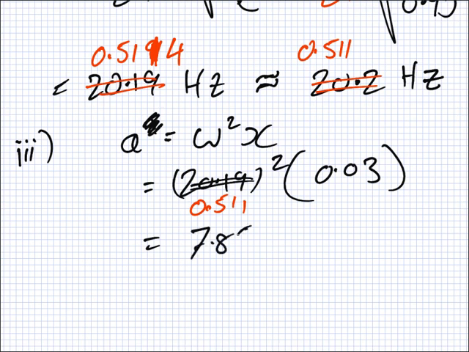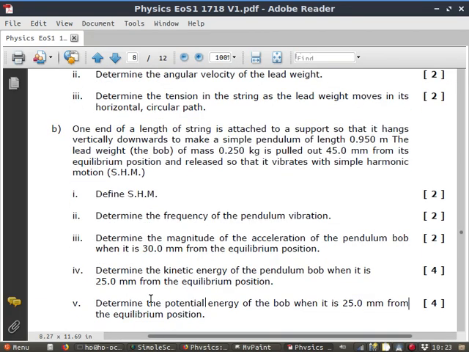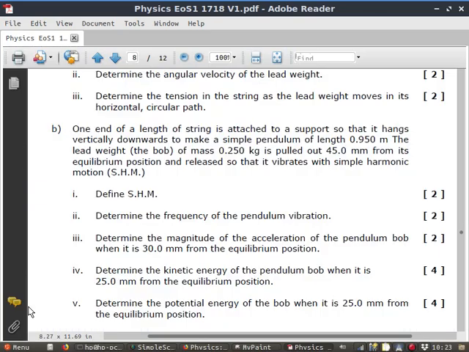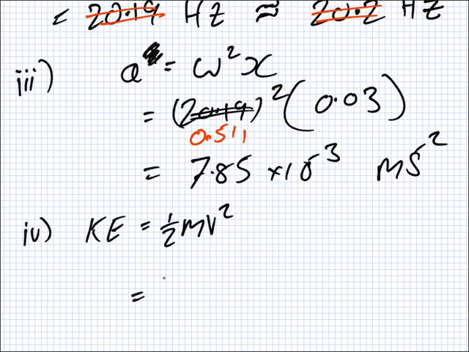What'd you get? 7.85 times 10 to the minus 3. Okay. Yeah. What is the kinetic energy? Okay. Kinetic energy is a half m v squared. The only problem is we don't know the v squared, but we have a formula for v squared, don't we?